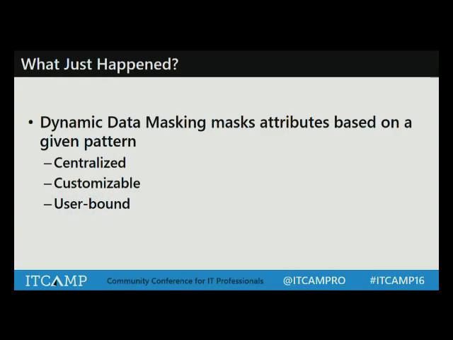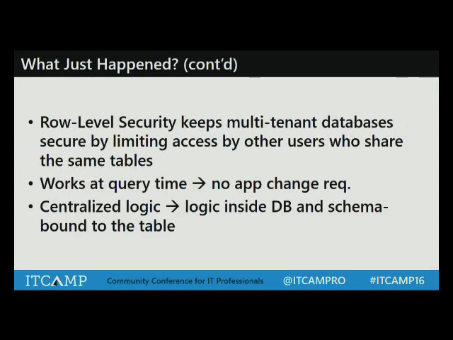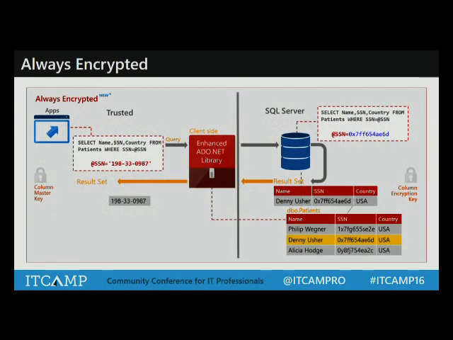Now, you know what? Let's go a little further. So what just happened? I've shown you how you can mask attributes based on given pattern. I've shown you row-level security. There's another thing called Always Encrypted. I'm not really going to delve into that one, but here's the thing. Inside Always Encrypted, your application relies on an enhanced ADO.NET library. So whenever there's a new call done, this enhanced library will make the call, will encrypt some information, will make the call to SQL, which will match the information.